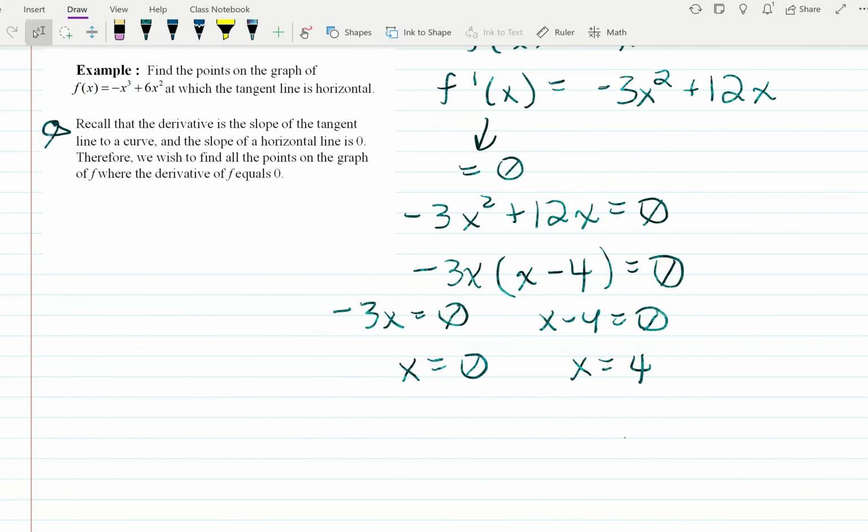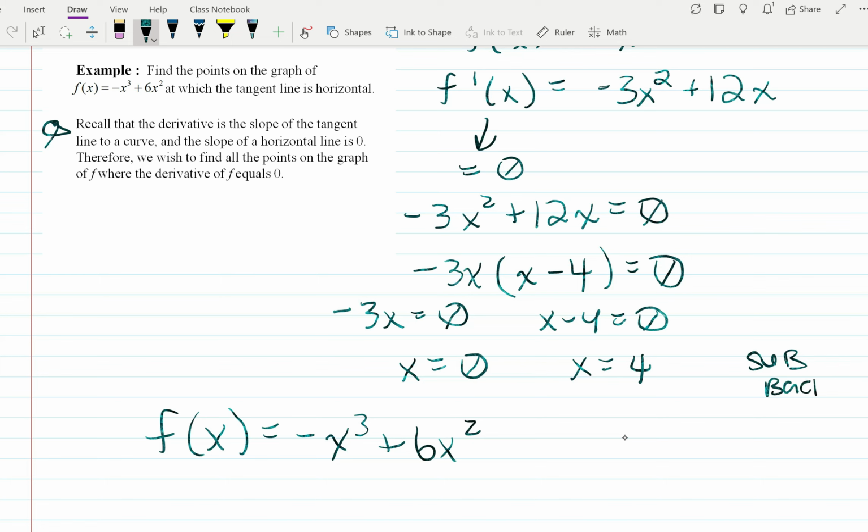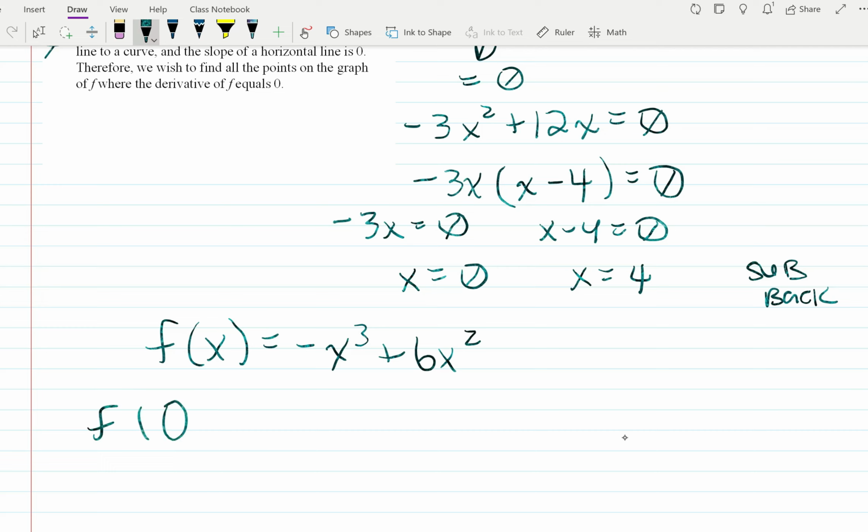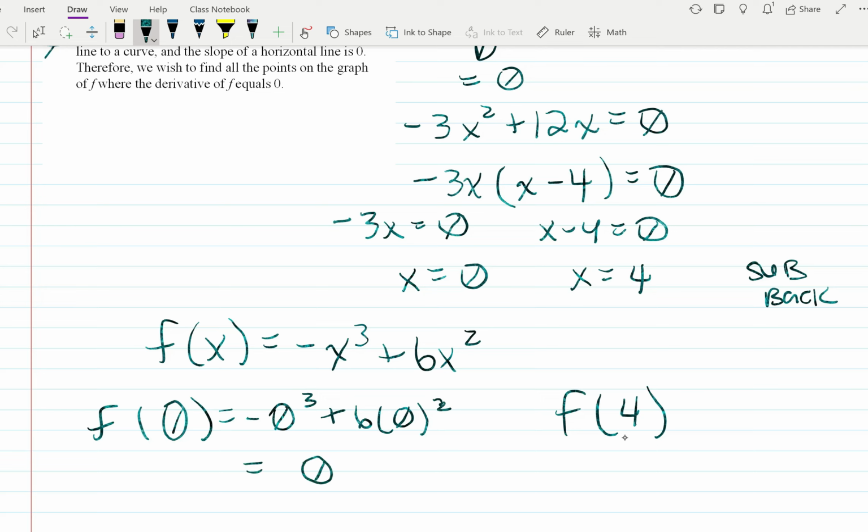All right, so now to find the corresponding y values for these two x values that we've found, we're going to substitute back into f of x, our original function of negative x to the third plus 6x squared. So we'll do this for both of these. We'll sub back f of 0, and we'll sub back f of 4. So subbing 0 in everywhere we see x gets us negative 0 cubed plus 6 times 0 squared. So all of that leads to just having 0.